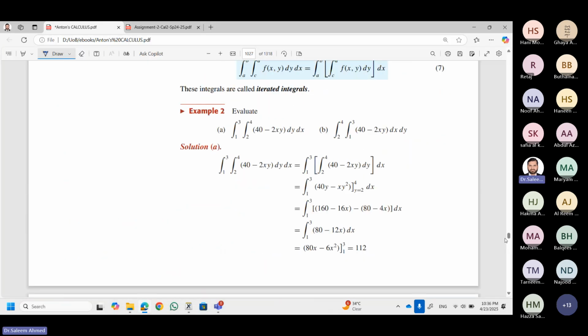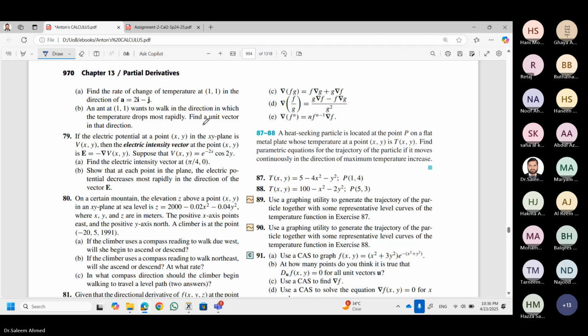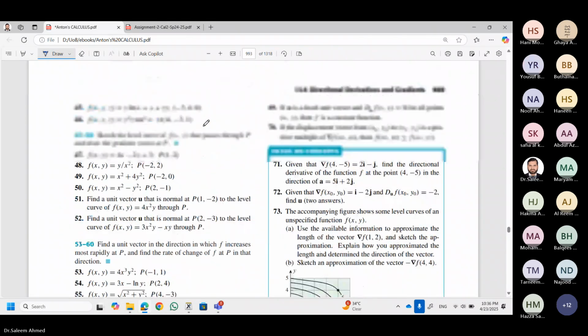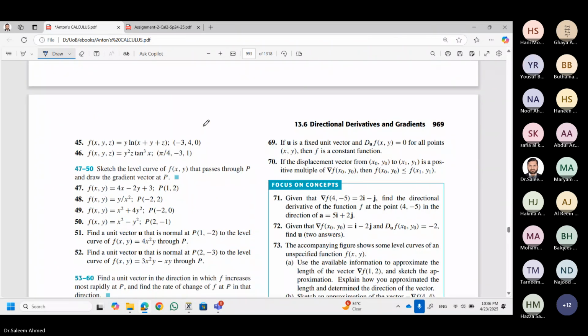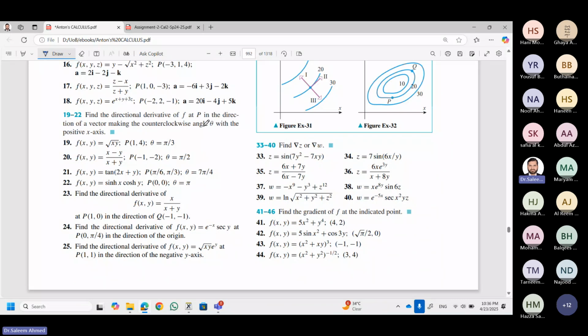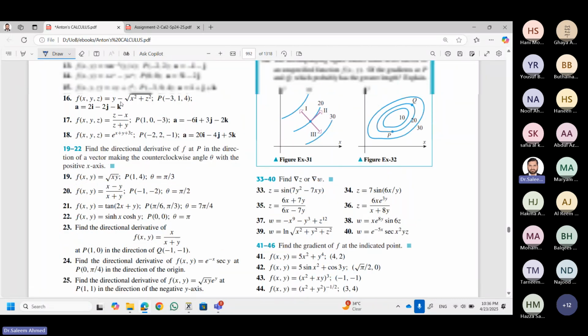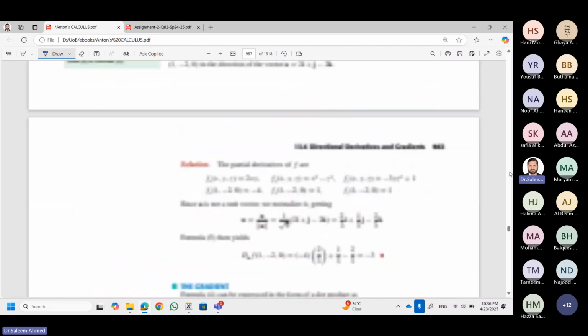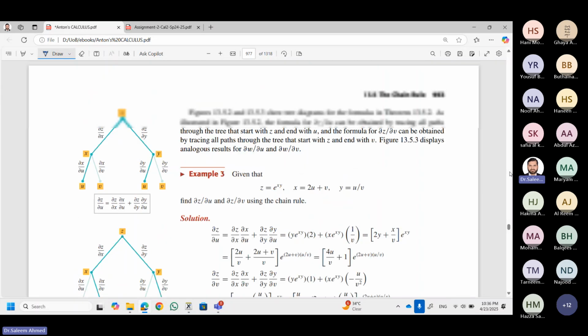But anyway, where is 13.6? So in 13.6, sorry, 13.4, not 6. 13.4 has differentials.